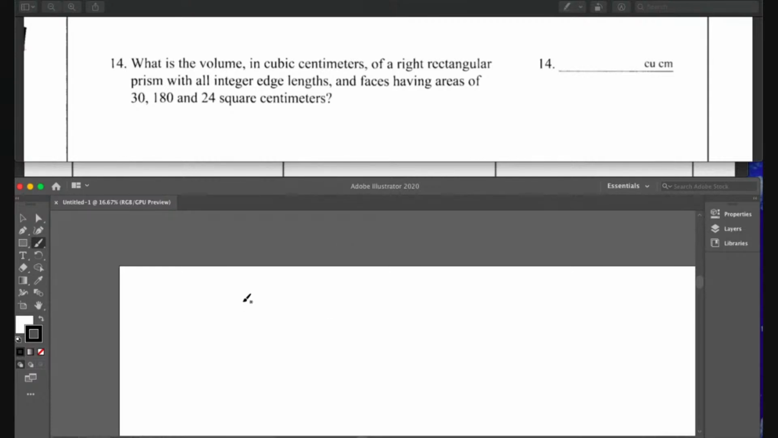What is the volume in cubic centimeters of a right rectangular prism with all integer edge lengths and faces having areas of 30, 180, and 24 square centimeters?